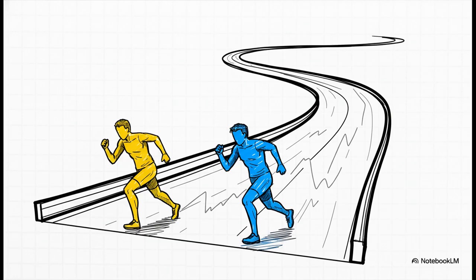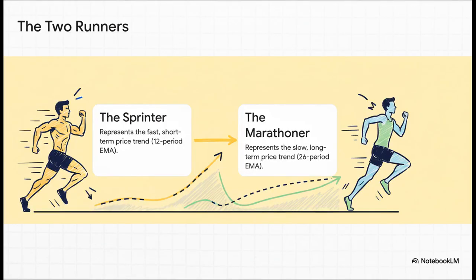And in this race, there are two runners we need to keep our eyes on. First up, we've got the sprinter. This runner is all about recent price action. They're fast, they're twitchy, they react to everything right away. Then, in the other lane, we've got our marathoner. This one represents the longer, more established trend. They're slower, steadier, they've got that consistent pace.